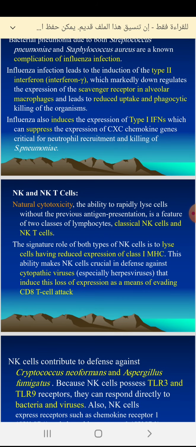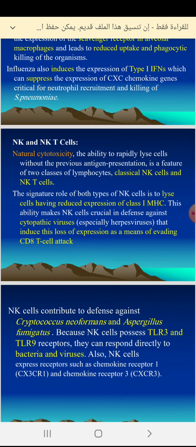Influenza also induces the expression of type 1 interferon, and this interferon can suppress the expression of chemokine genes critical for neutrophil recruitment to the site of infection and killing of Streptococcus pneumoniae. Therefore, this bacteria continues in the pathogenesis.